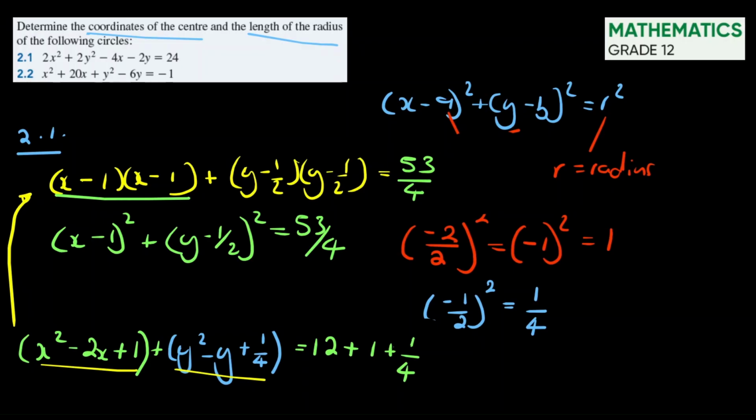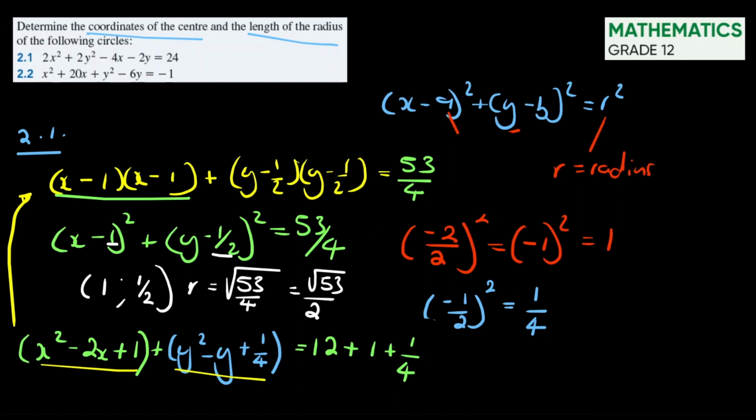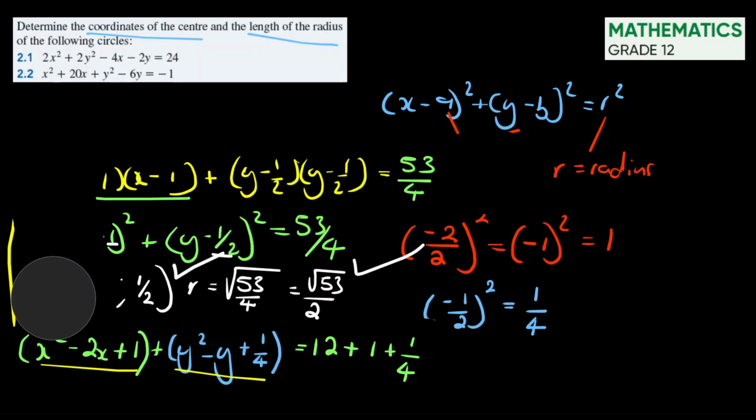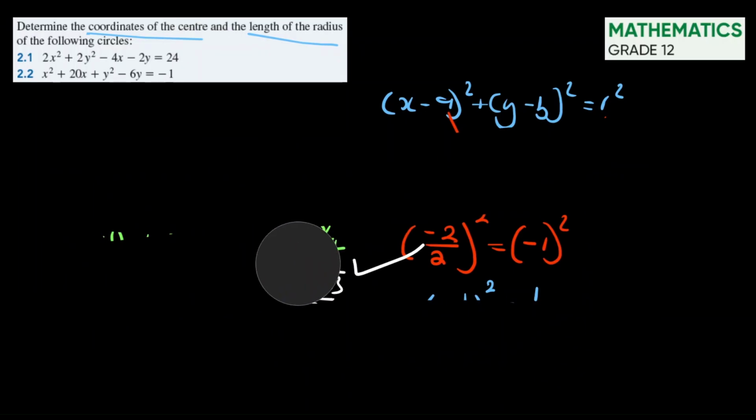To answer the question, the coordinates of the circle center will be 1, because you're interested in that value, and 1 over 2, and the radius will be equal to the square root of 53 over 4, which is the square root of 53, all divided by 2. And we would have answered the question. We'll get full marks for the coordinates, full marks for the radius.